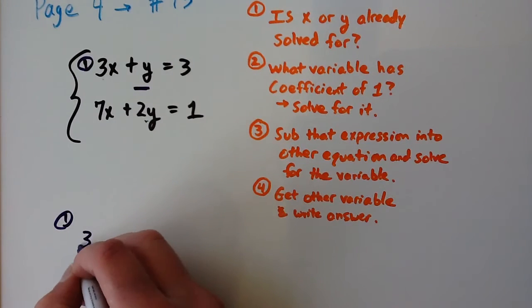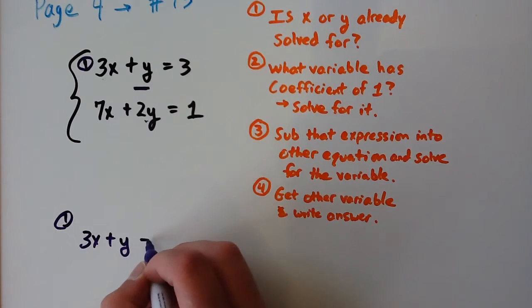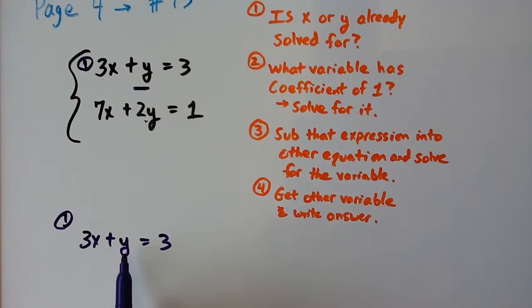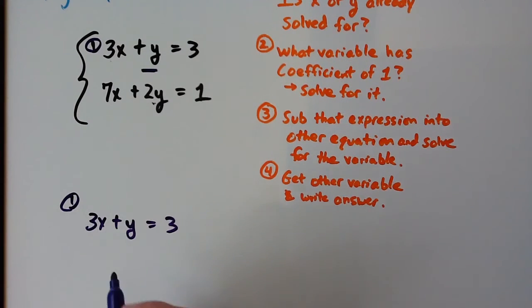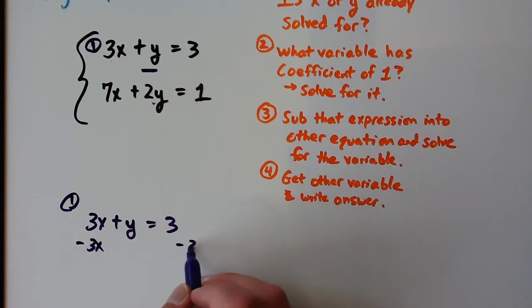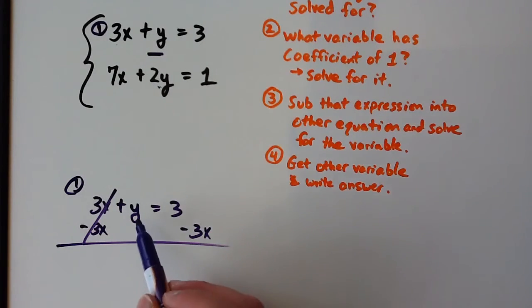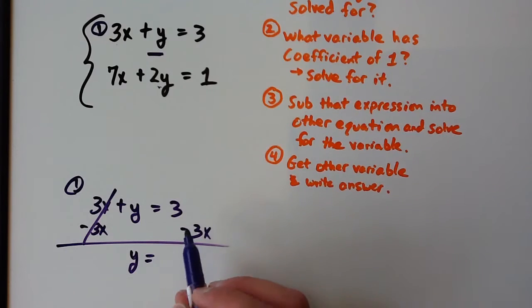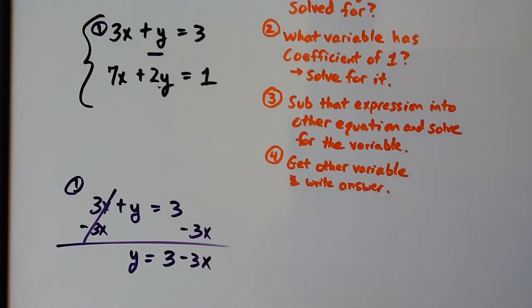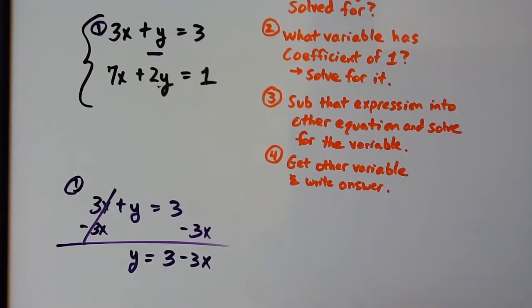The first equation is 3x plus y equals 3. I see that y is on the left side, so I'm going to move the 3x to the other side by subtraction. Draw your equal sign across the problem. These 3x's cancel, and so I have y equals 3 minus 3x. When solving by substitution, this equation does not have to be in slope-intercept form like we had to have it for solving by graphing. So our x term does not have to come first.